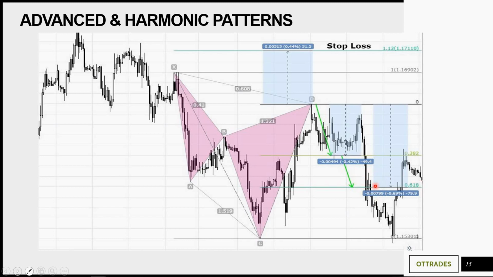In this instance, we did hit it. Obviously, we hit the 382 here. We did start to move back up towards our break even level, and then price immediately reversed and hit our second targets at that 618 level.